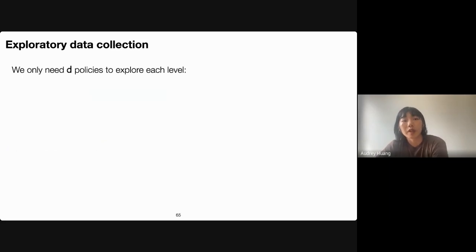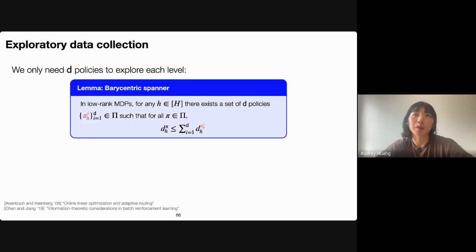It turns out that we only need d policies to explore each level, and this comes from something called the barycentric spanner. So in low-rank MDPs, in any level h, there exists a set of d policies called the barycentric spanner, shown in pink, that I've denoted pi_h^1 through pi_h^d, such that for any policy pi, its occupancy is upper bounded by the sum of the occupancies belonging to the policies in the spanner.